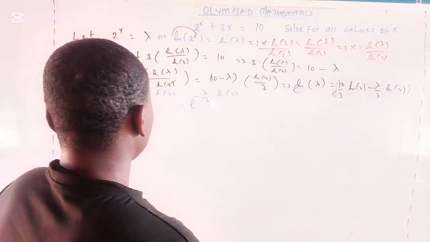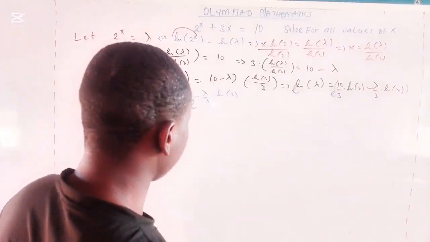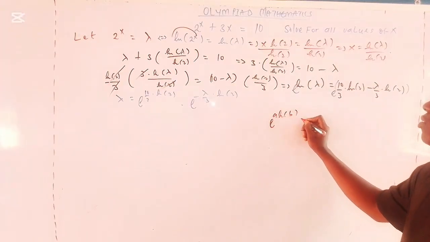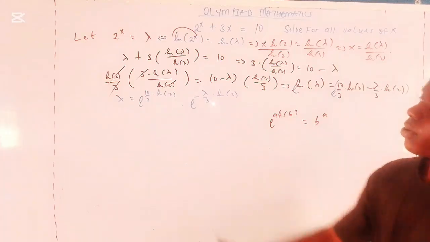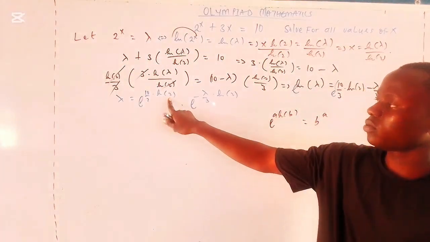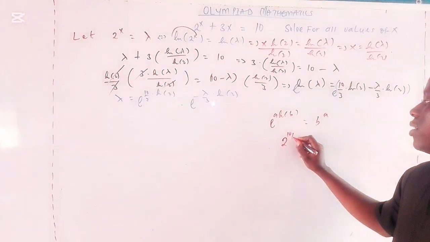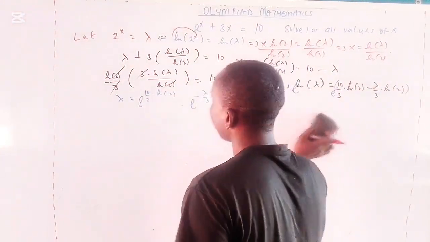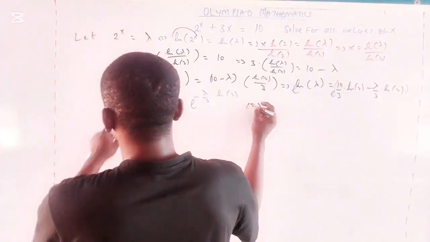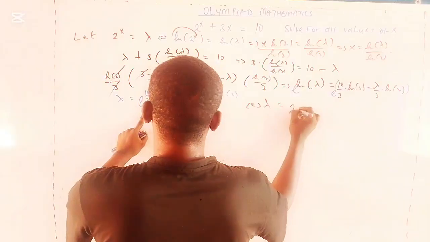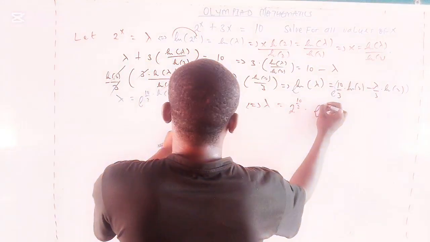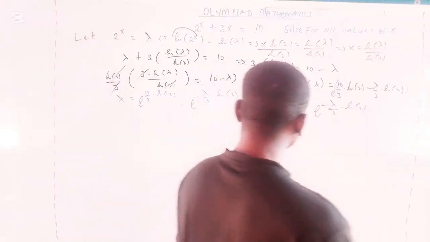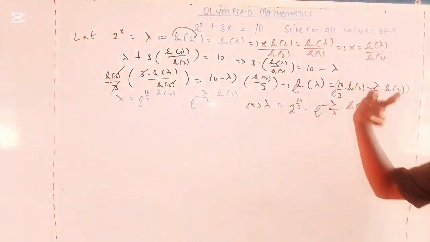Right. So that's cool. Now remember that if you have e raised to the power of a natural log of b, this will surely give us b raised to the power of a. So exponential 10 over 3 multiplied by natural log of 2 gives us 2 raised to the power of 10 over 3. Are we together? Alright guys, now let's move on. So we are going to have lambda, which is now equal to 2 raised to the power of 10 over 3, multiplied by exponential negative lambda over 3 multiplied by natural log of 2. Now, the next thing I want to do is to isolate 2 raised to the power of 10 over 3.